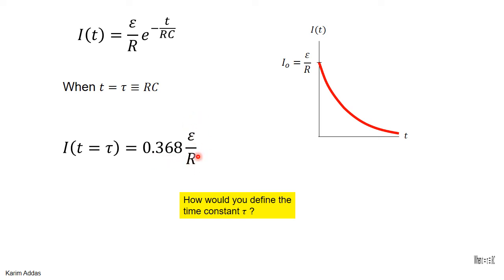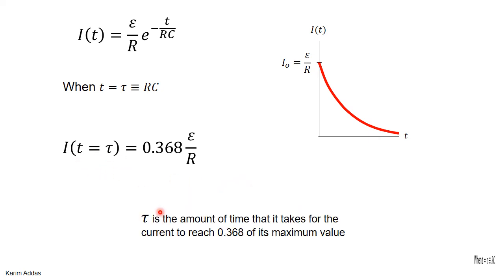So this is basically how you would define tau in terms of the current. You would define tau as the time that it takes for the current to decrease to 0.368 of its maximum value. And this again gives you an indication of how fast the current is decreasing in the circuit. So this is another way to characterize the charging process of the capacitor.